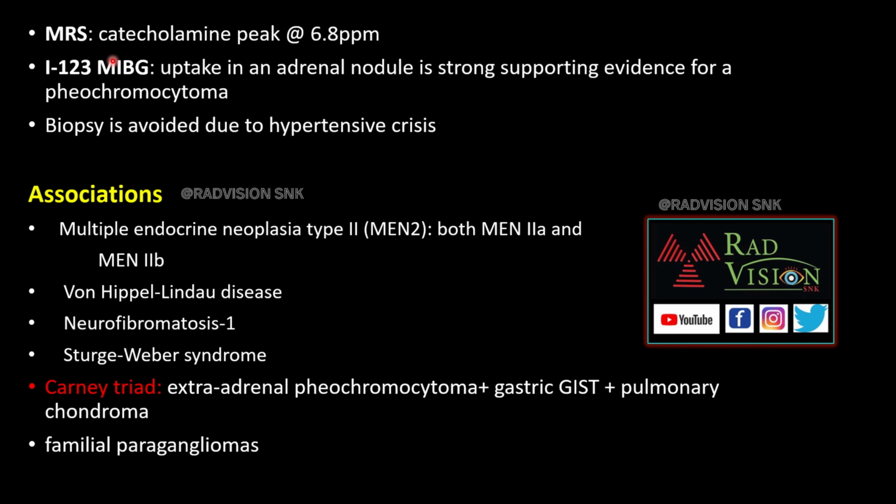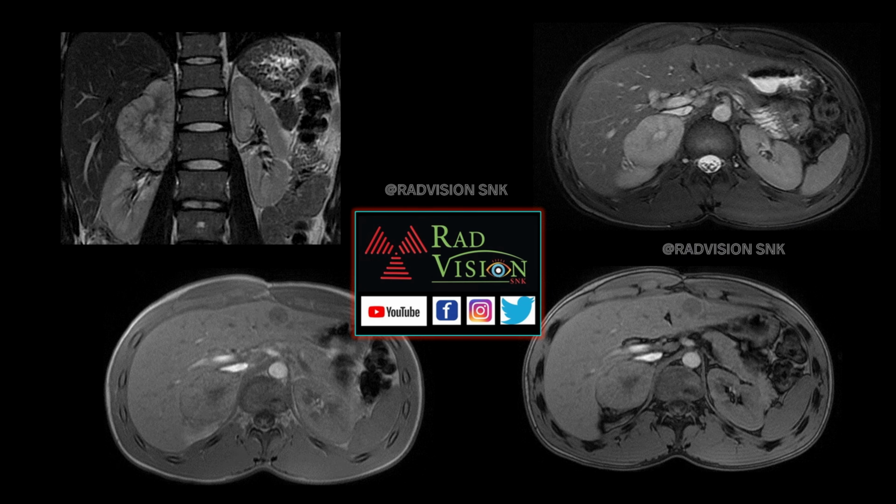On MR spectroscopy, it shows a catecholamine peak at 6.8 ppm. Iodine-123 MIBG scan shows increased uptake, and biopsy is avoided due to hypertensive crisis in pheochromocytomas. On MRI, there is a large T2 heterogeneously hyperintense lesion in the right suprarenal location with no evidence of loss of signal on opposed phase images.